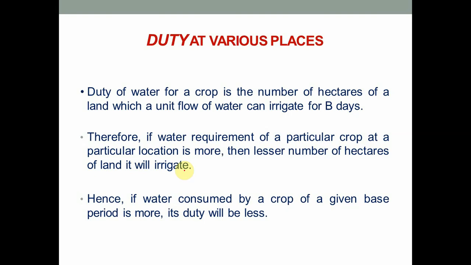That means if the water requirement of a particular crop is more, if more water is required for the growth of a crop, then it will mean that a lesser number of hectares of land will be irrigated with the same amount of water. Hence, if water consumed by a crop of a given base period is more, its duty will be less.